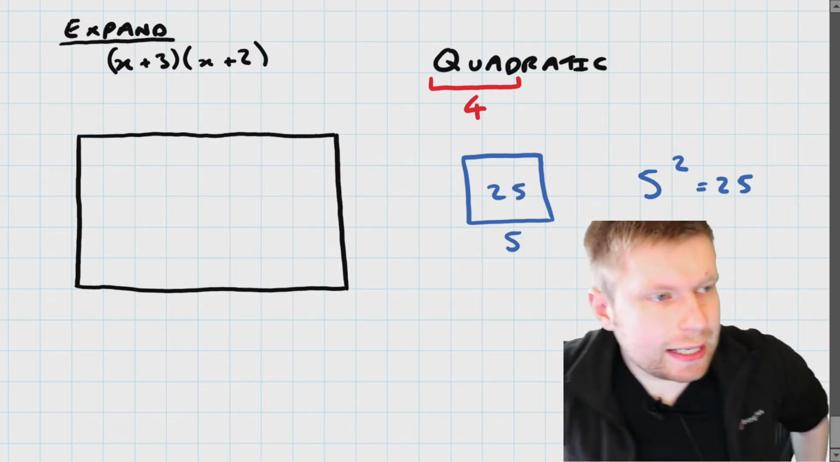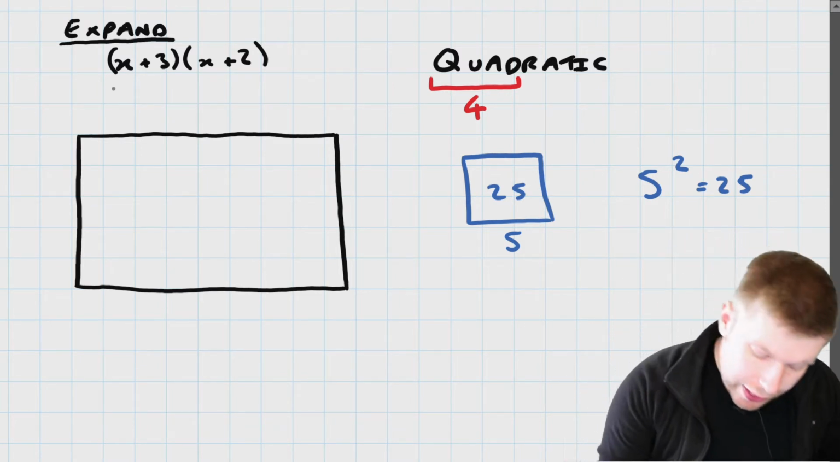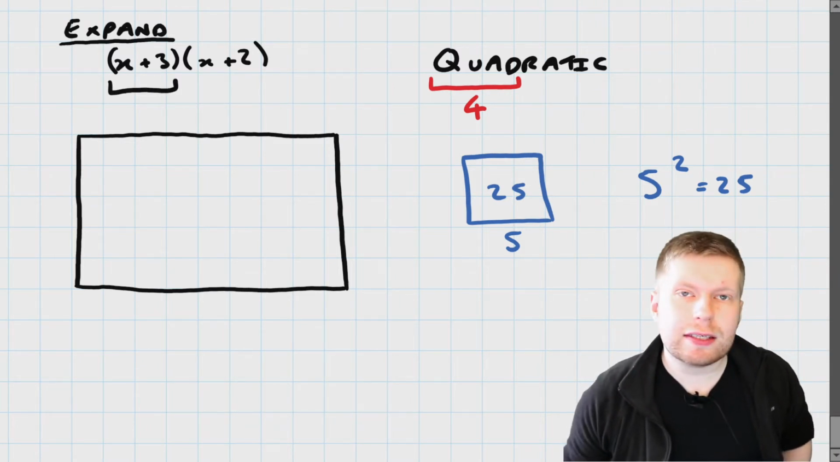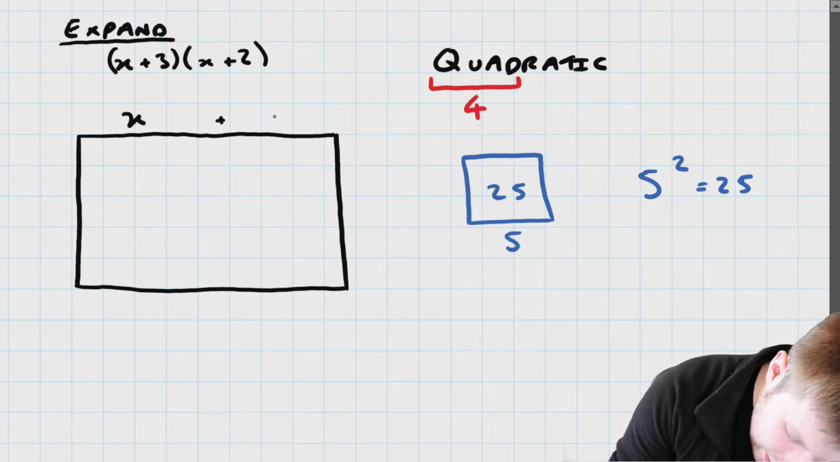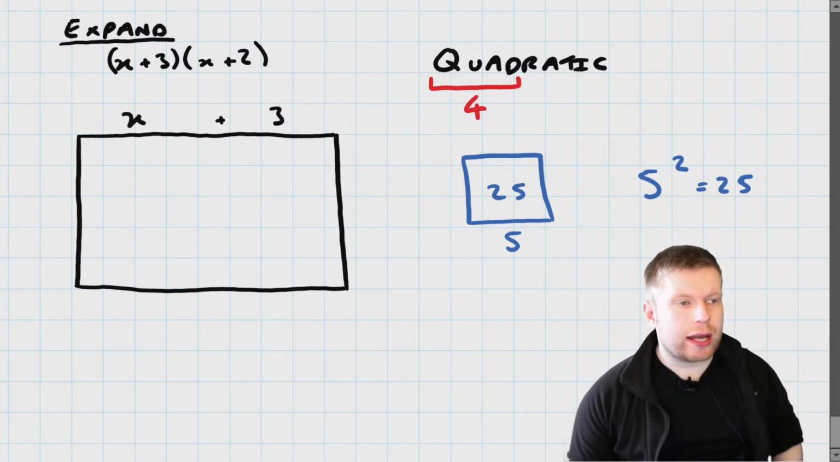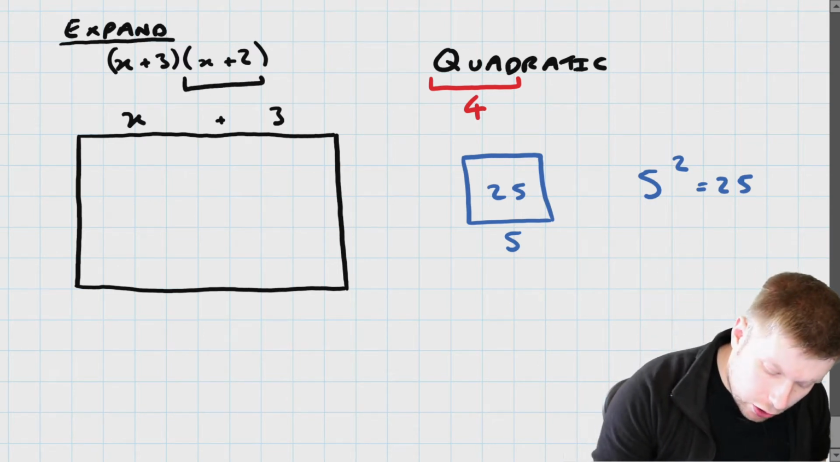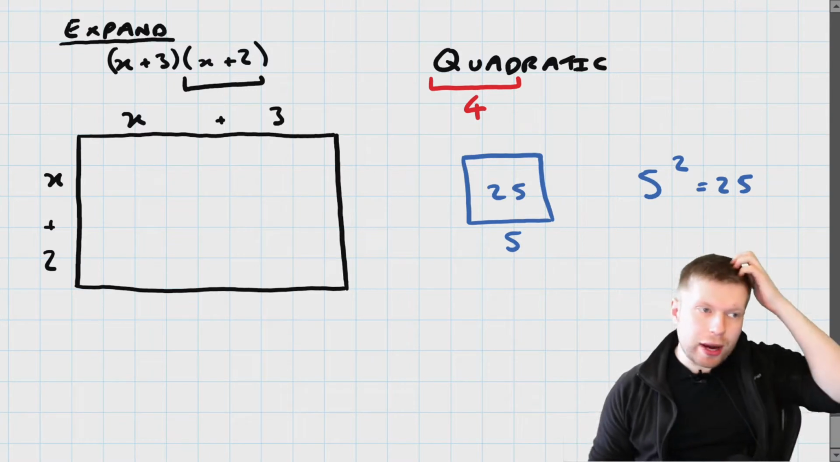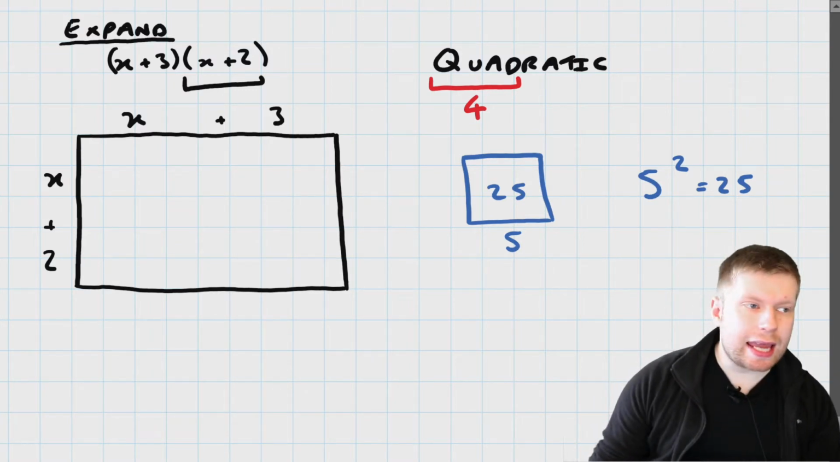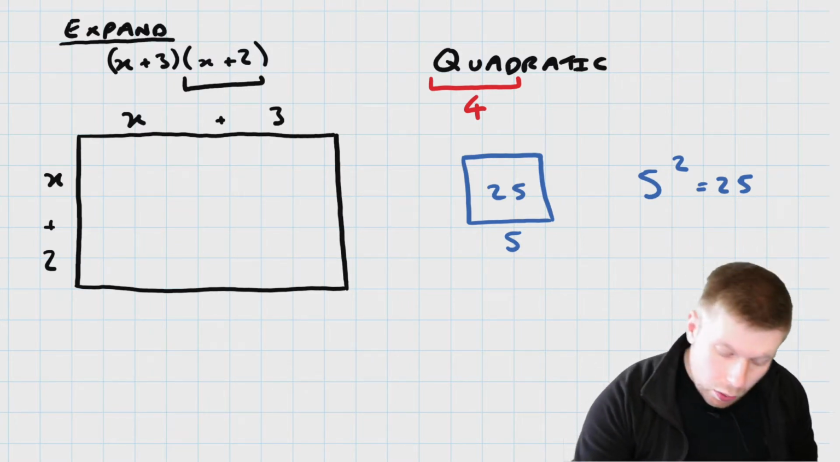Then I can basically break this rectangle up and say, one of the side lengths has got to be x plus 3. And in this case, fairly obviously, it's got to be the longer side. And the other side length has got to be x plus 2. So this is x, and this is plus 2, okay? So if I break this up then, what I'm basically saying is, what is the area of this shape? Well, have a look.